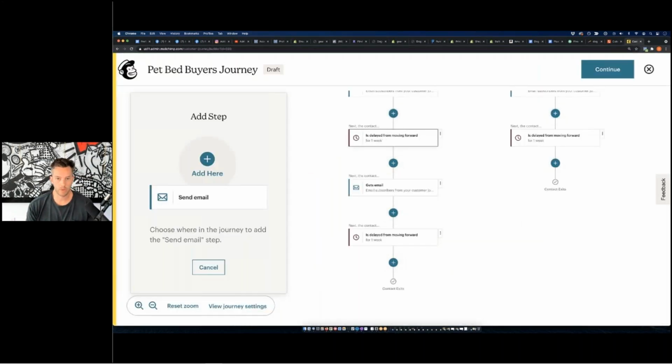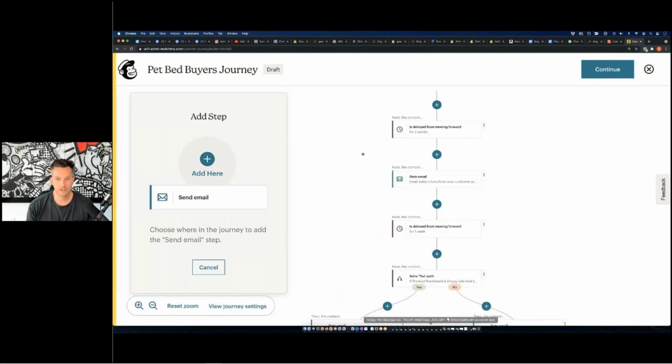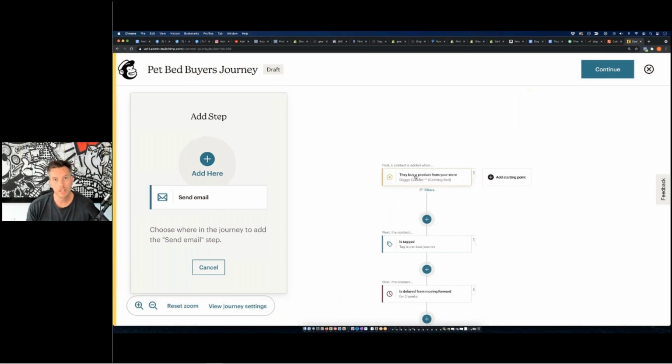You say, wait 1 week, send email 1. Wait 1 week, send email 2. And everybody that buys a dog product starts up here. So if you do 3 or 4 emails a week, you add to the end of this. If you add them to the end, you're pre-adding them to the end. Eventually, you're going to look back and you're going to have months and months and months of emails pre-populated.